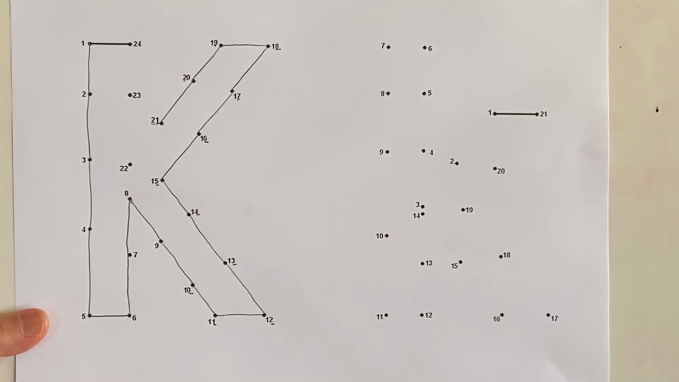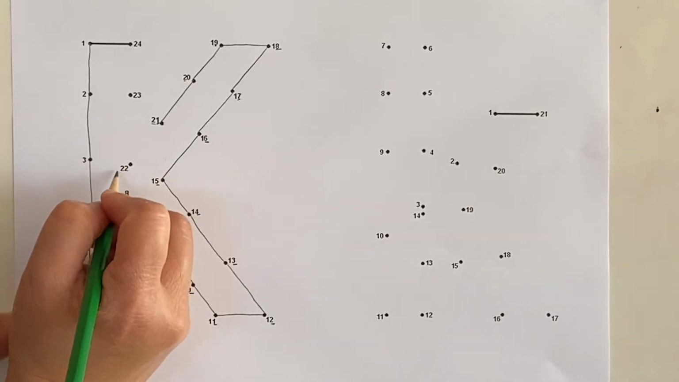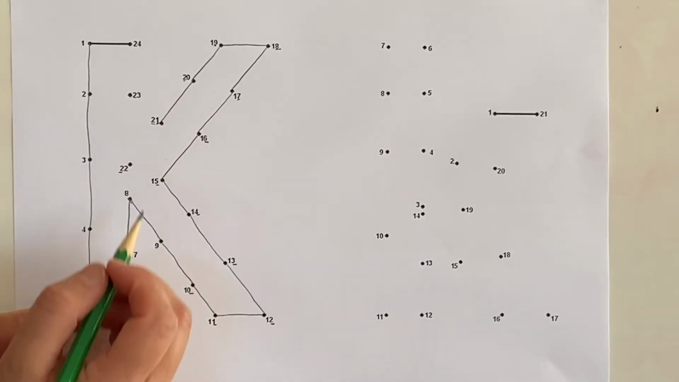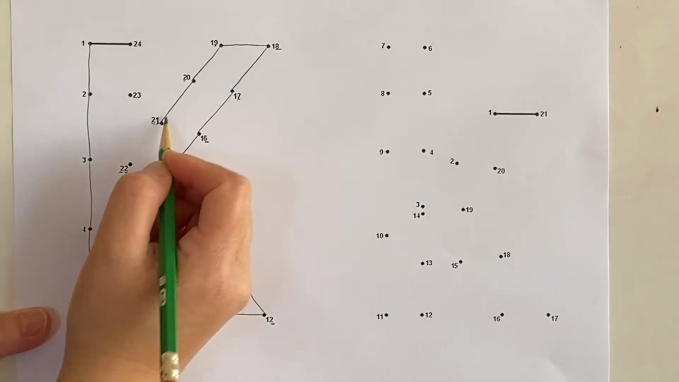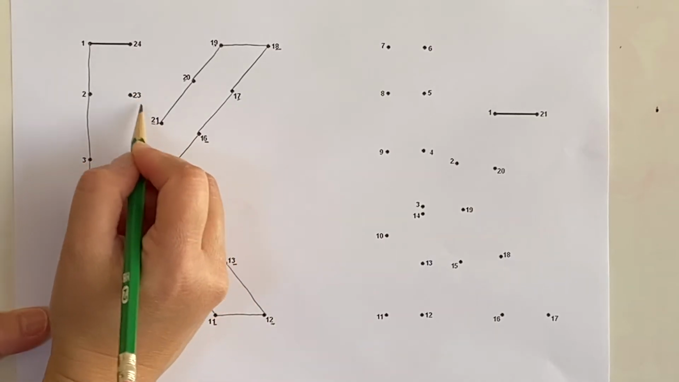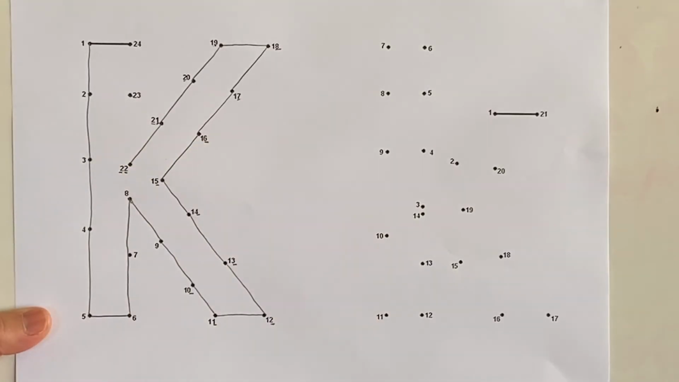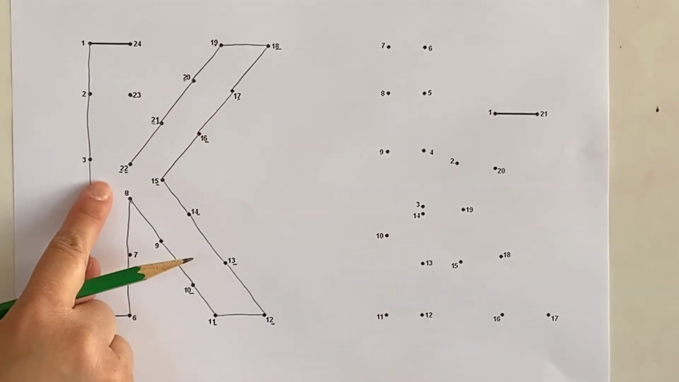22. 20. That means I have a 2 in the front. 22. That means I have a 2 in the back. So I have to go down here, not up here, even though this one's closer. So I have to go down to this one. 22. And after 22 is 23.